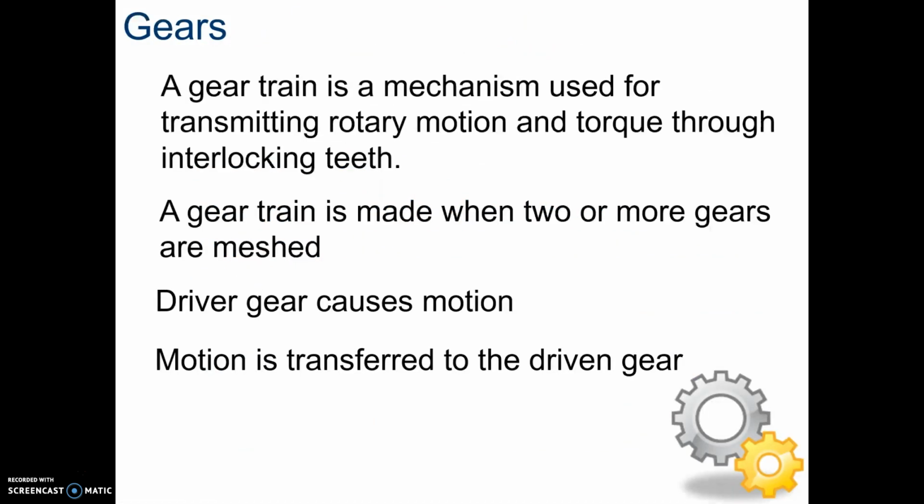Gears, let's talk about those first. A gear train is a mechanism used for transmitting rotary motion and torque through interlocking teeth. A gear train is made when two or more gears are meshed. The drive gear causes motion, and the motion is transferred to the driven gear.